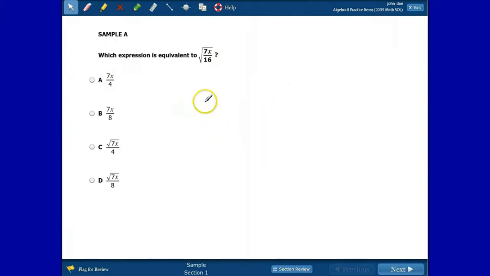So I'm going to start off doing the first one, which is you have to find an expression that's equivalent to the square root of 7x over 16. One of the properties of radicals is that instead of taking the square root of 7x divided by 16, you can actually split it up. There's a rule that says if you're taking the square root of a over b, you can take the radical of each item. So that's what we're going to do.